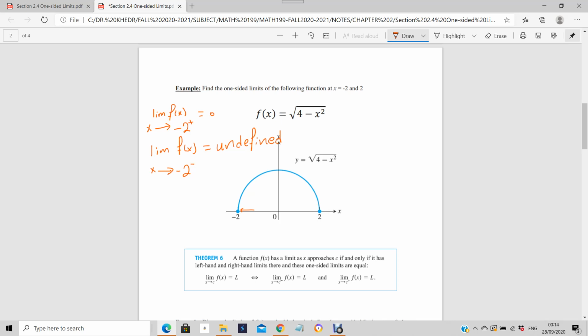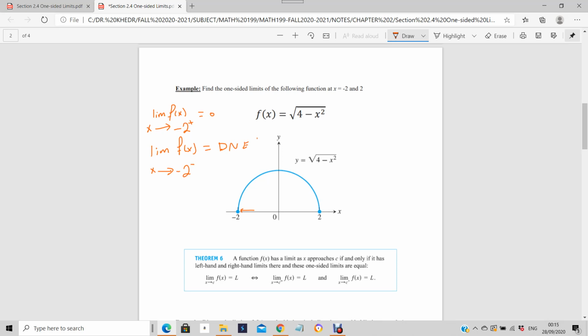So as x is approaching minus 2 from the left side, there's no limit. Undefined, limit does not exist. It's better to say does not exist. We write it like this: D N E, instead of undefined, does not exist. It's better to write does not exist. So we'll say D N E, which stands for does not exist.